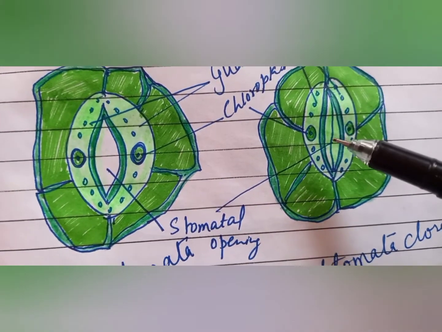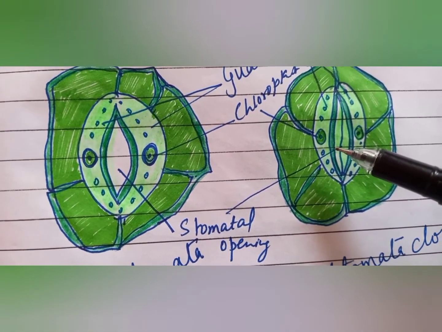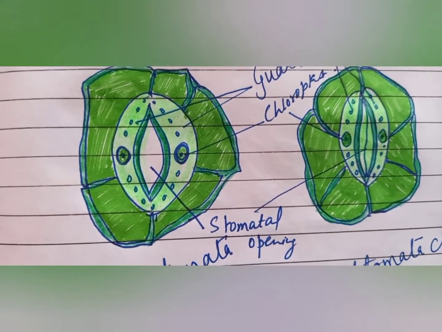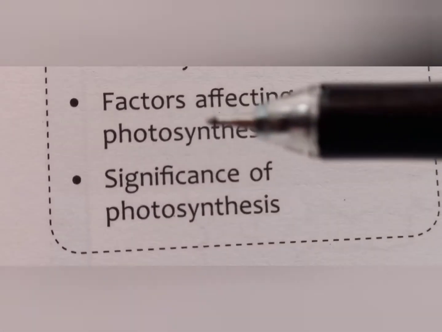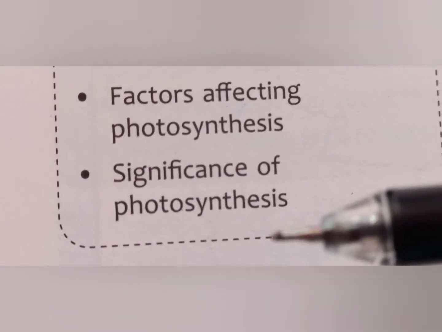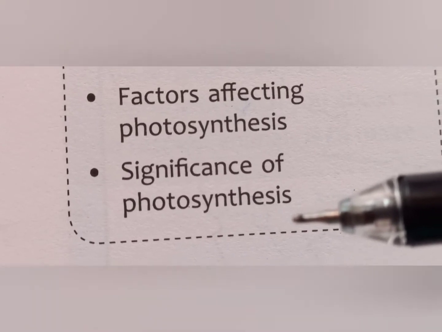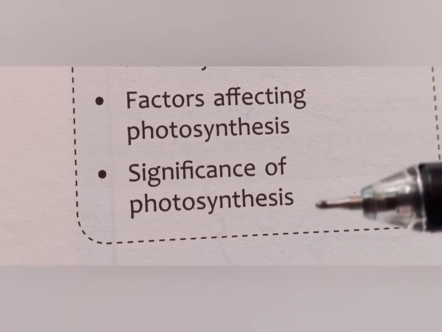In the night, what happens? The guard cells lose water, so they become less turgid and the stomata close. In our next video, we'll see the process of photosynthesis, the factors affecting photosynthesis, the significance of photosynthesis, and what happens to the end products of photosynthesis. I hope you have understood the topic. Now I'll give you some questions for classwork.